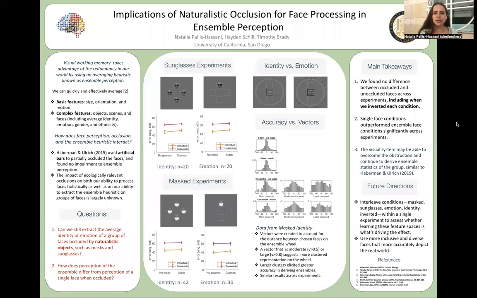Hello, so my name is Natalia Pallis Hassani, and I'm excited to be talking to you today about the work that I conducted with Dr. Timothy Brady and Hayden Schill on the implications of naturalistic occlusion for face processing in ensemble perception.